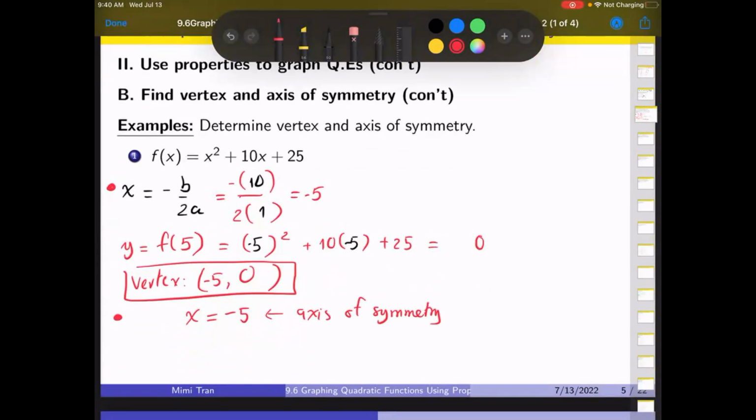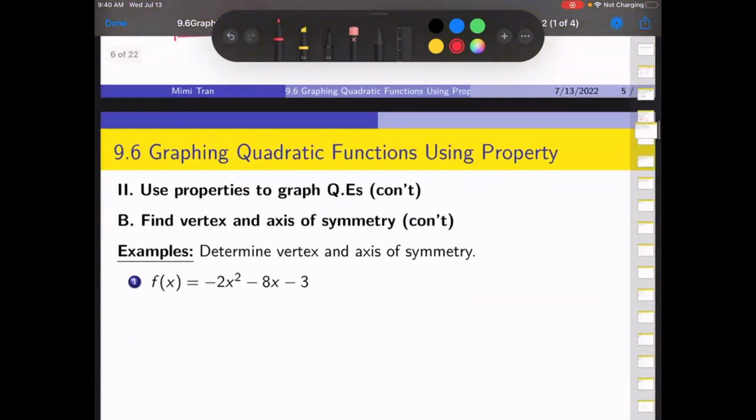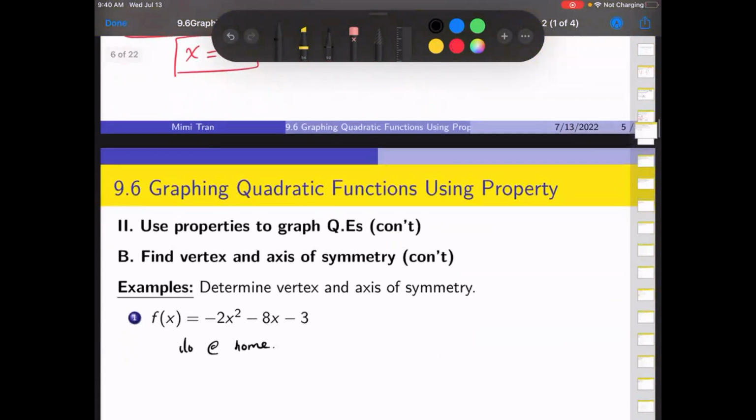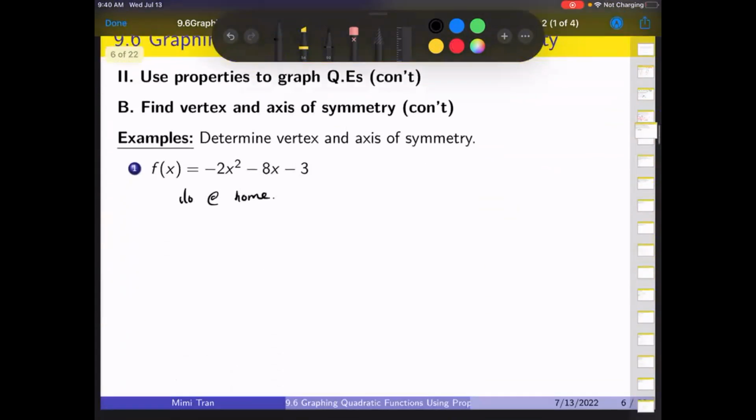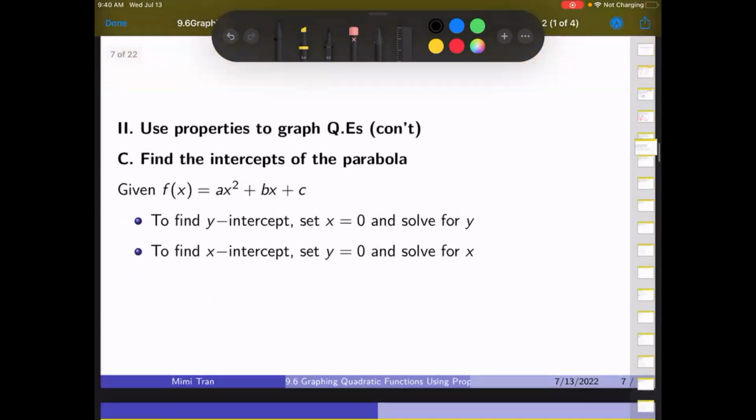This one you do at home. Usually the ones I don't do here, I'll just put on the exam. All right, so that's the second one. First is determine whether it opens up or opens down. Second, vertex and axis of symmetry. Third is the intercepts.